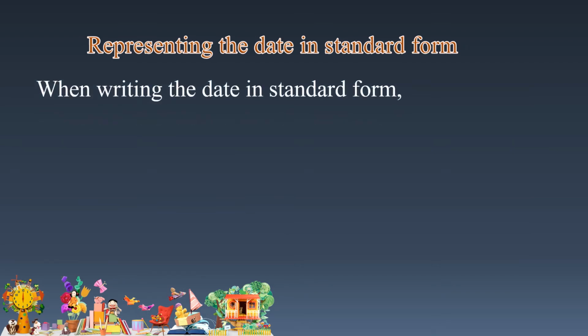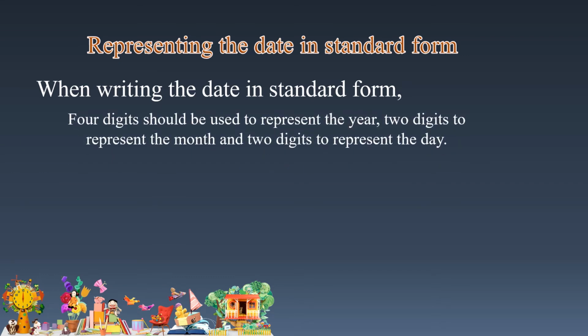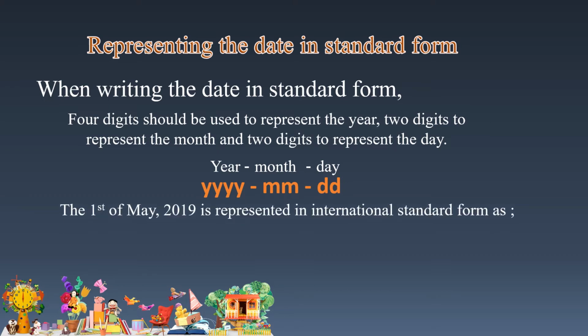When writing the date in standard form, 4 digits should be used to represent the year, 2 digits to represent the month, and 2 digits to represent the day. So it should be written like this: first year, dash, then the month, dash, then the day. For year, you should mention 4 digits. For month, you should mention 2 digits. The day, you have to mention in 2 digits.